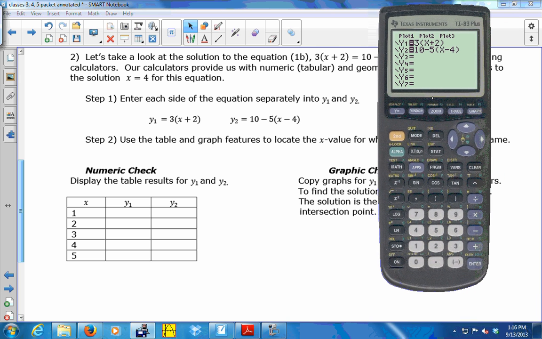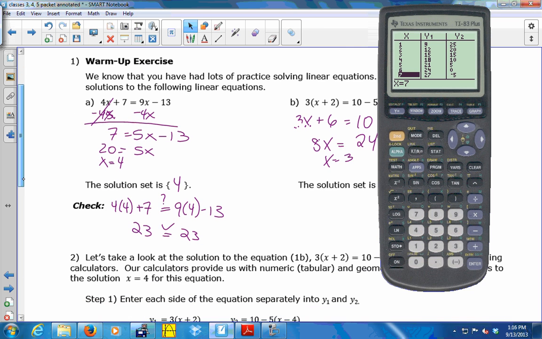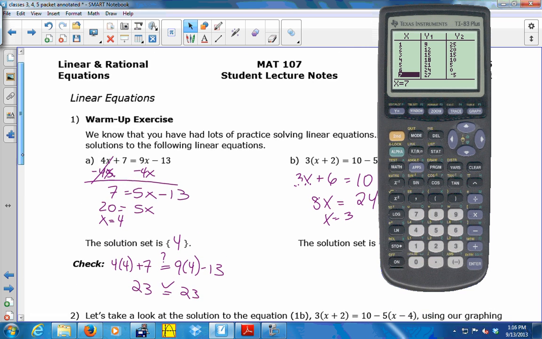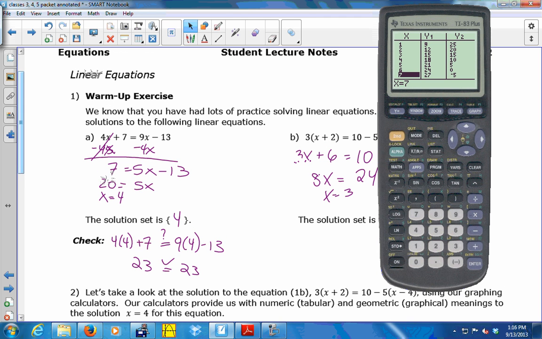What was the solution to the first one? 4? Why isn't that working? Oh, because we're looking at the second equation, right? Looking at the second equation, it's got a solution of 3. We already know that because we did it algebraically.